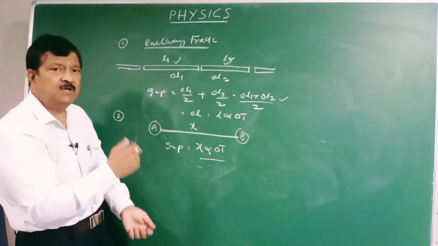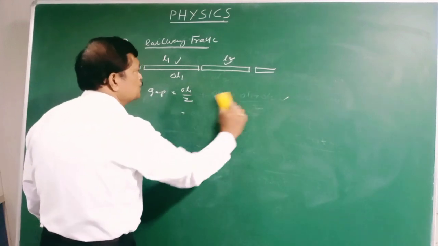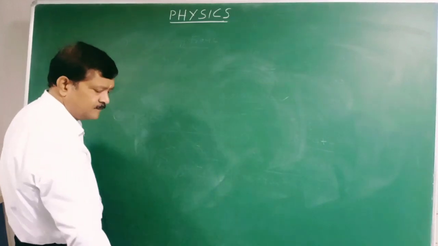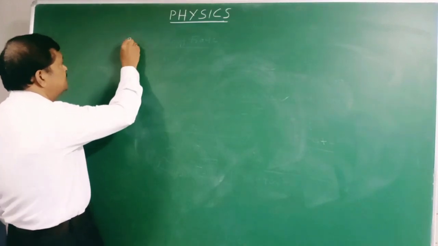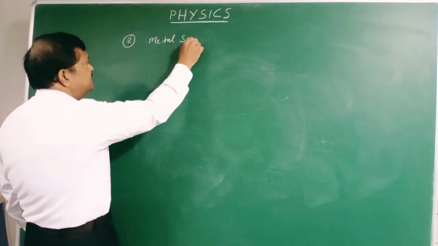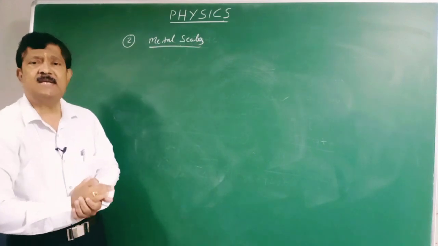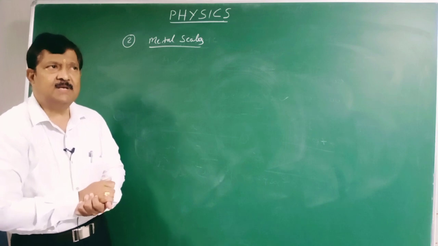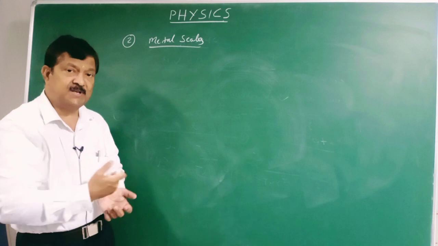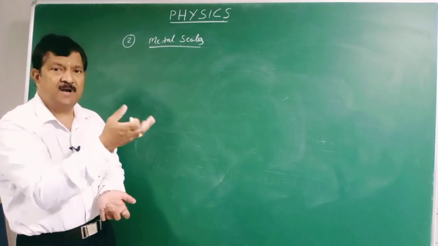Now let us move on to another application. The second important application is due to metal scales. Generally we use scales made of glass or plastic, but sometimes we use metal scales also, so that they will not break every time.